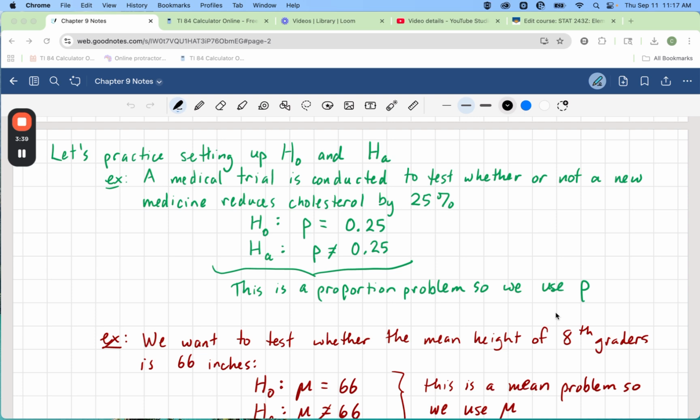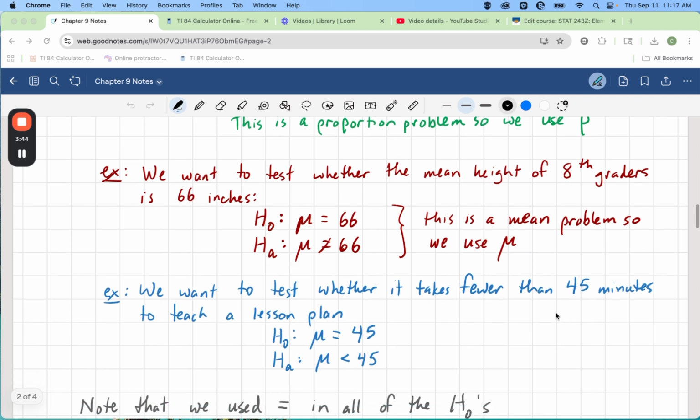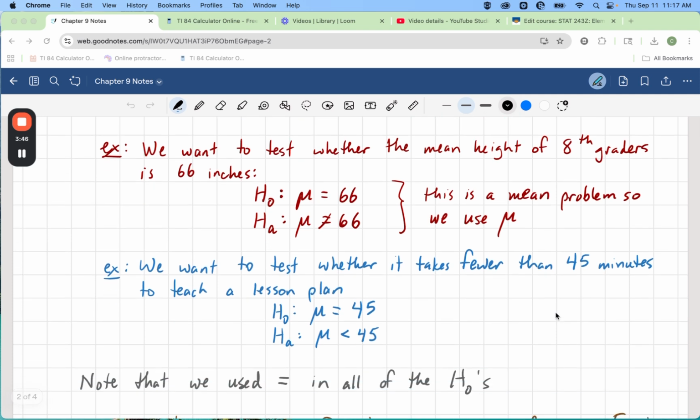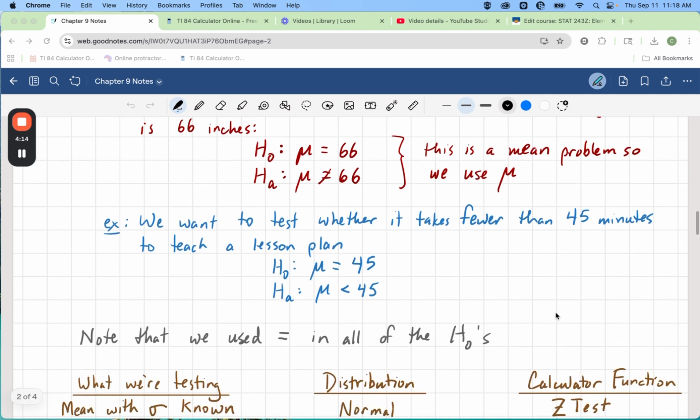We want to test whether the mean height of 8th graders is 66 inches. So we have a null hypothesis, mu equals 66, and then alternative, mu does not equal 66. It's a mean problem, so that's why you use mu for mean and not p for proportion. We want to test whether it takes fewer than 45 minutes to teach a lesson plan. So mu equals 45 is the null, and mu less than 45 would be the alternative in this case, because fewer than 45 minutes. So note that we used equals in all of the H sub zeros.